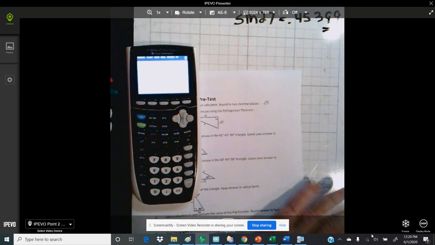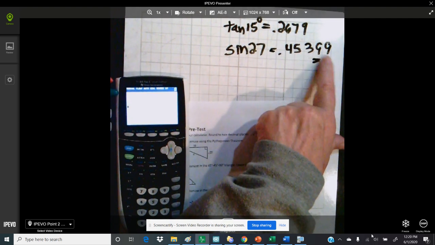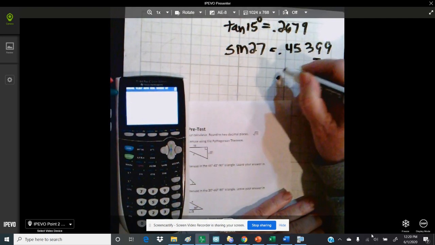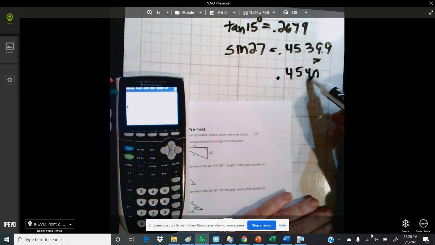Now it's 399. So if I want to round to this decimal place, I have to look at this one. Since this is bigger than 4, I'm going to round up. So this would be 0.4540. So I'm going to change the 39 to a 40.